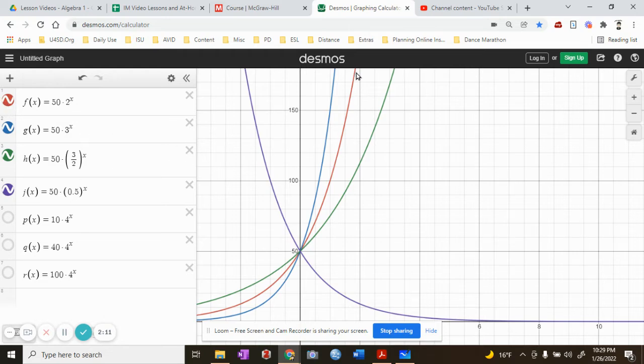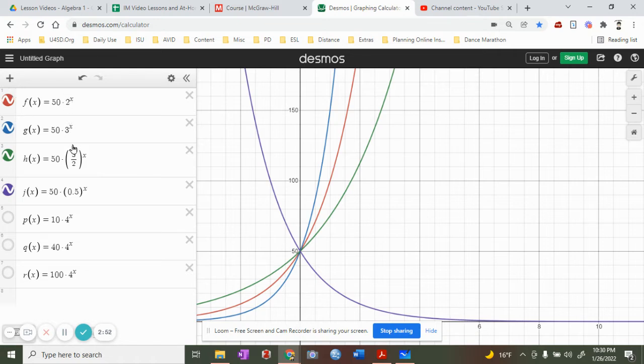So the red one right here, that's our multiplier of 2. Is that increasing over time or decreasing over time? Yeah, it's increasing. The blue one with our multiplier of 3 is increasing even faster. 3 halves is this green one that is also increasing, but not as quickly as the red one or the blue one. The fourth one here, purple, with our multiplier of 0.5, is decreasing.